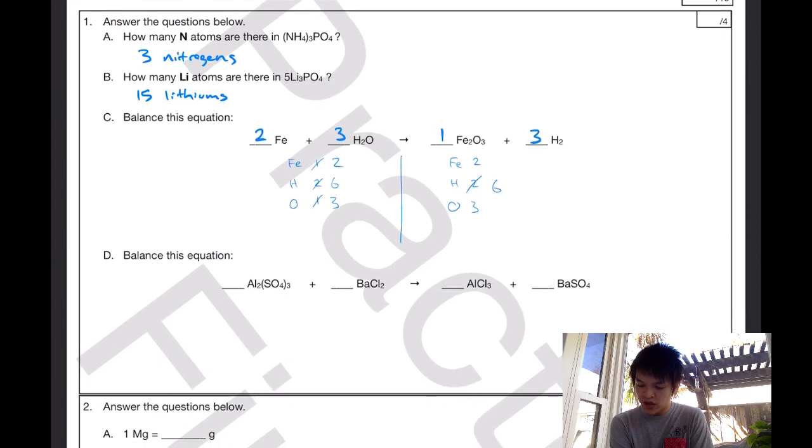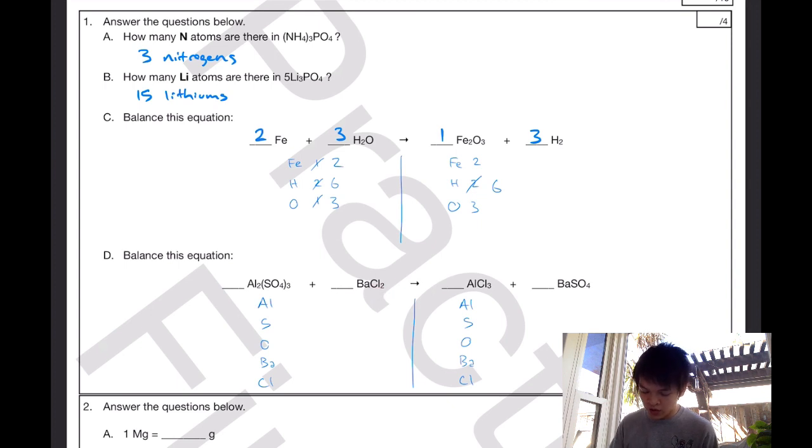Alright, the last balancing equation question. We're going to do the same thing here. Draw a line right down the middle where the arrow is, and write each element on the reactant side and the product side. And count the number of each atoms on each side. On the left side, let's see, we have 2 aluminums, 3 sulfurs, 12 oxygens, 1 barium, and 2 chlorides.